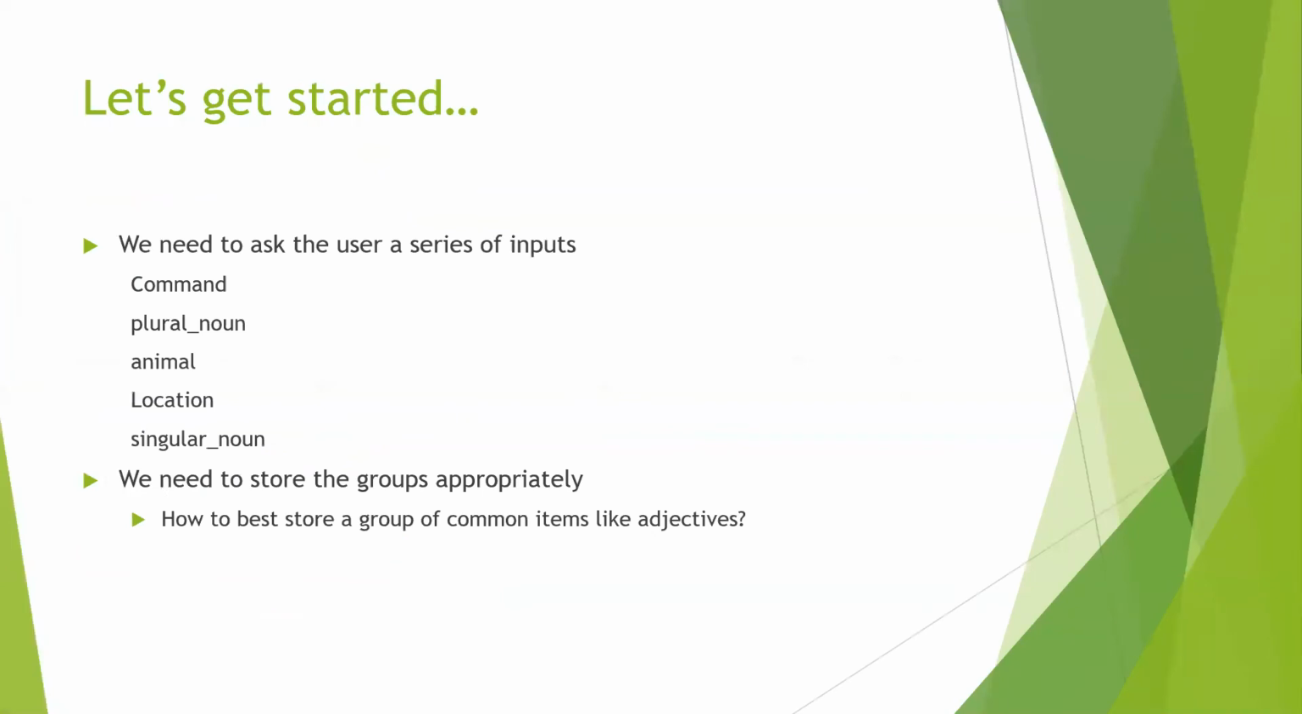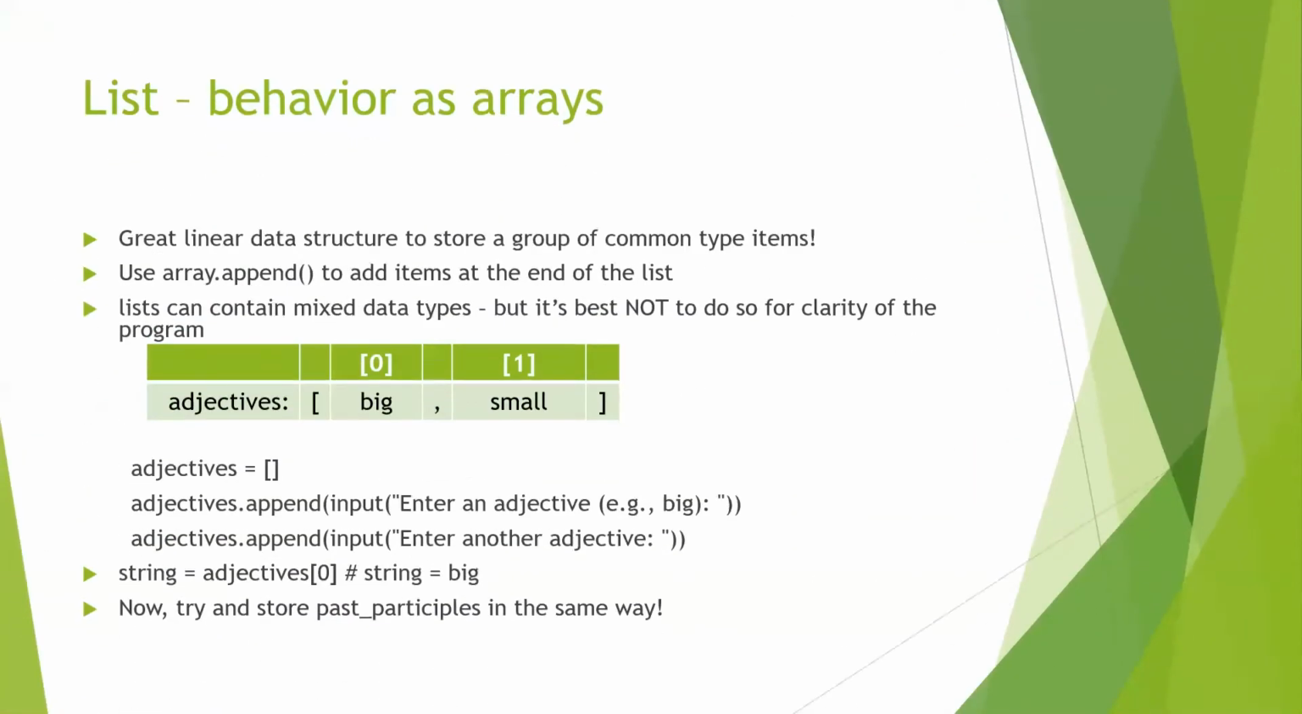So we have those single variables that only store one item, but now we want to store groups appropriately. We have those adjectives, and we have two of them. But in real-world examples, you could deal with literally hundreds or thousands of those, and it would be a very horrible idea to store them one by one. So we want a linear structure for storing a group of common items like adjectives. How can we do that? Well, the answer is we use the Python list, but we only use it with array behavior.